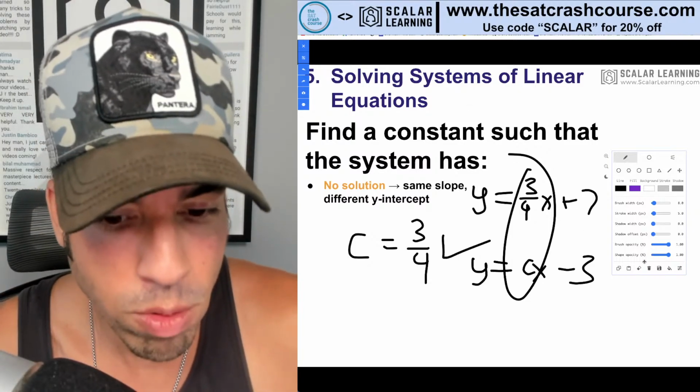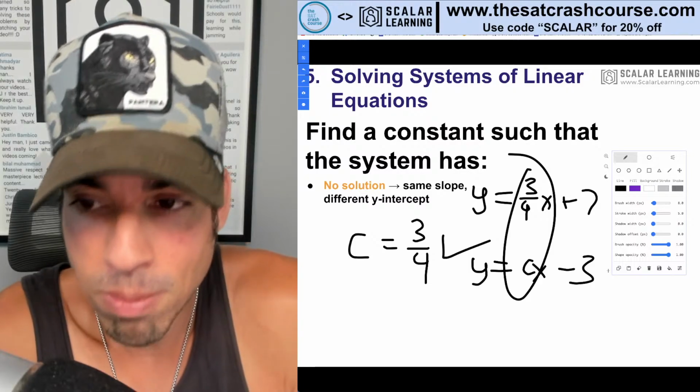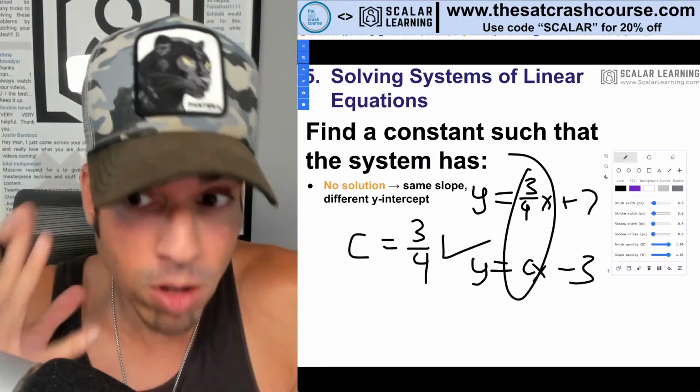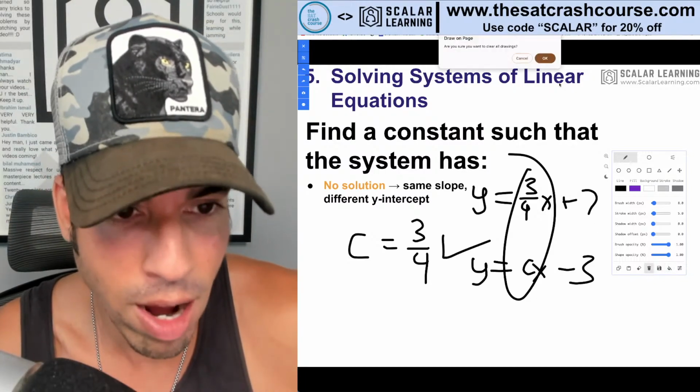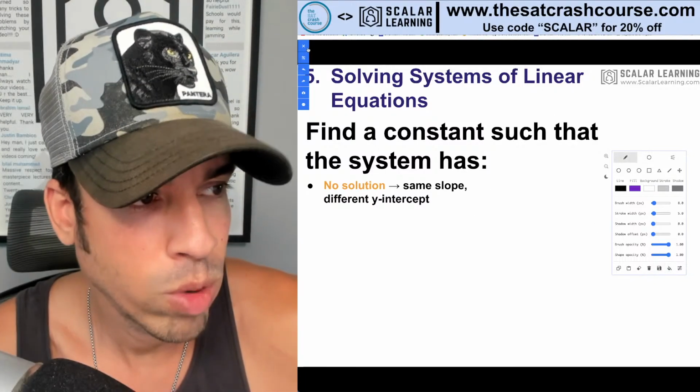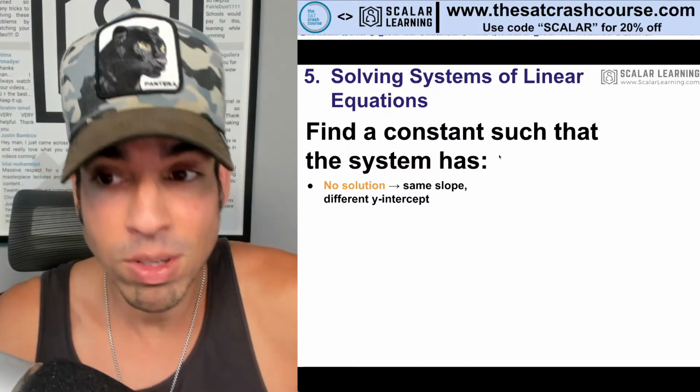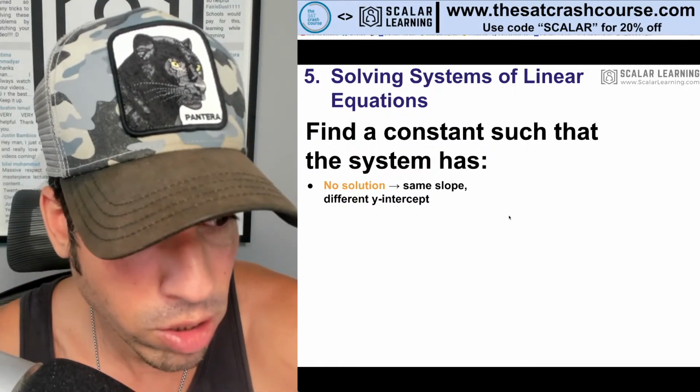But what you need to remember is, what does it mean when there's no solution? Parallel. What does it mean when there's one solution? Just different slopes. I don't care how different, they're just different. And what does it mean when there's infinite solutions? Everything is the same slope, same y-intercept.